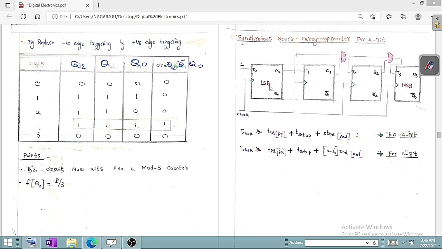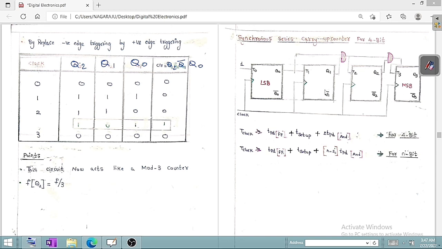Same thing in the case of the ripple counter also. The first one is called the LSB, and the fourth one is called the MSB. So this is the circuit diagram for the synchronous series carry up counter. Synchronous means all the flip flops are triggered at the same instant, so because of this it is called synchronous, and it is a series. You can see all these are in a series fashion. Up counter means it reads from 0000, 0, 1, 2, 3 like that, so it is called an up counter.